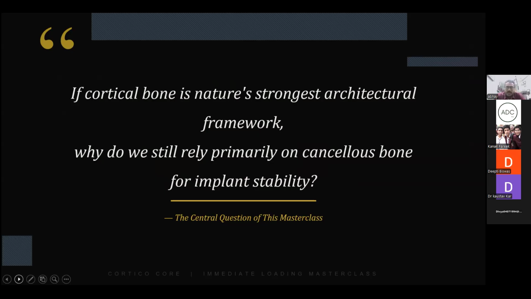So what we usually do and what we were taught to do is that you do osteotomy, put the fixture, and then you close the site, and then you wait for the remodeling to happen.